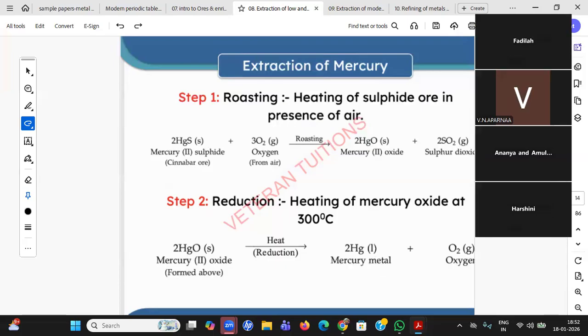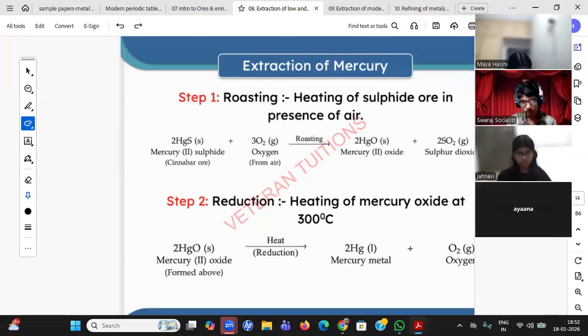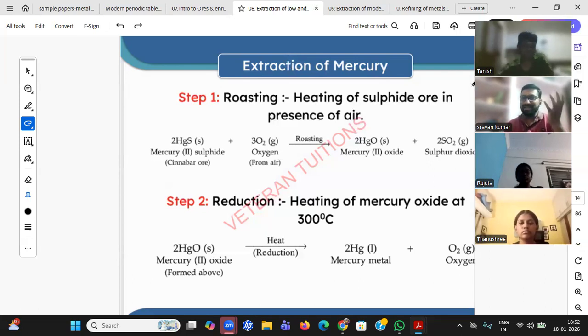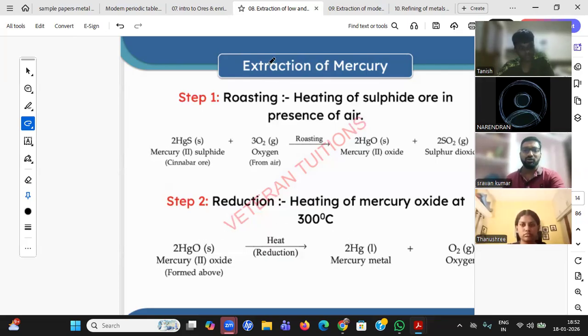Tanish: Can we also use reactants such as carbon to reduce mercury? No. You see, that's the reason I said we want a profitable business. For the experiment and laboratory purpose, you can do anything. You can use some reducing agent like carbon. But again, this is a profitable business, and this is the standard step they're following. Okay.